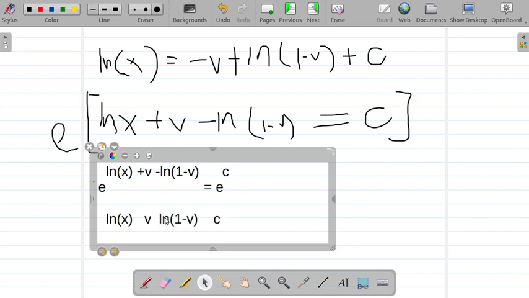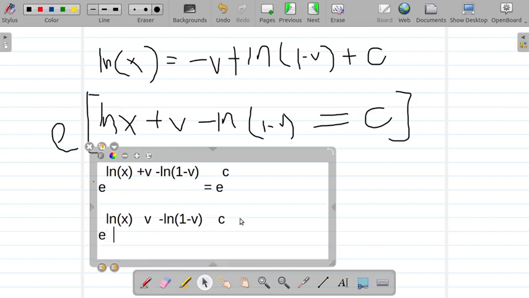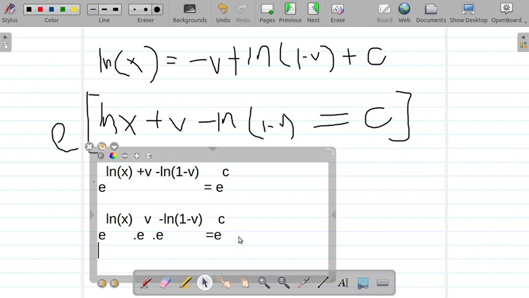This would be negative e multiplied by e to the power of v, or we can set this as that na lang as multiplication. Then e raised to the power of ln x multiplied to e raised to the power of negative ln 1 minus v is equals to e raised to the power of c.